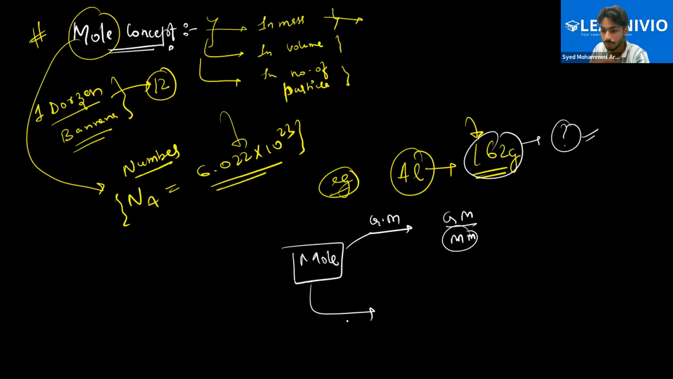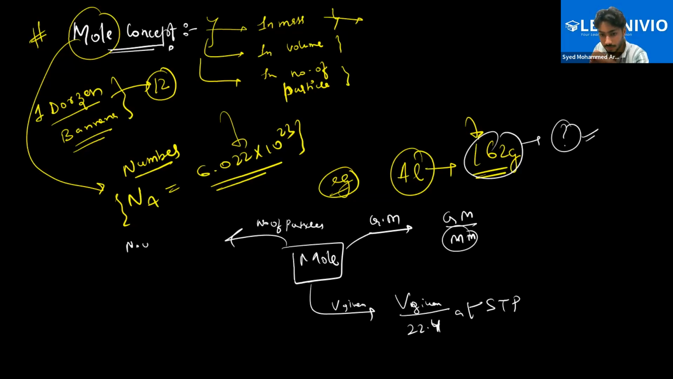Or if the volume is given to me, then what you'll do, you'll divide the volume which is given by 22.4, and this is at STP. And what is STP? I'll tell you in next class. Okay. And then if the number of particles is given to me, what I need to do? I just need to divide this number of particles by Avogadro number. Simple. And the Avogadro number is this, 1 mole.